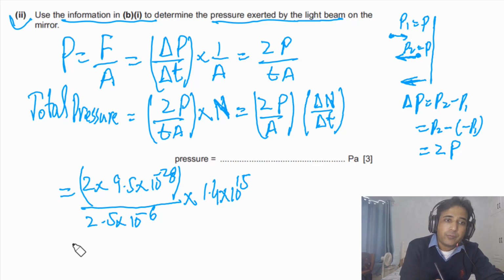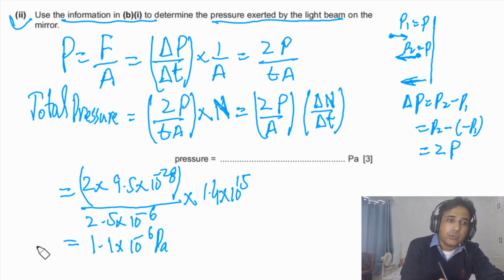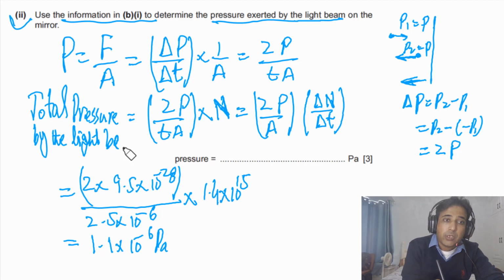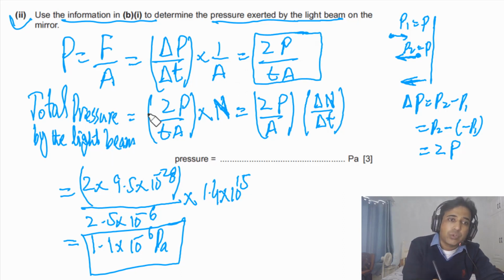Now if we solve this one, we will get 1.1 times 10 to the minus 6 pascals. So this is the total pressure by the light beam. This is how you can calculate, and this is our final answer. This is the pressure exerted by 1 photon, and this is the total pressure exerted by all the photons.